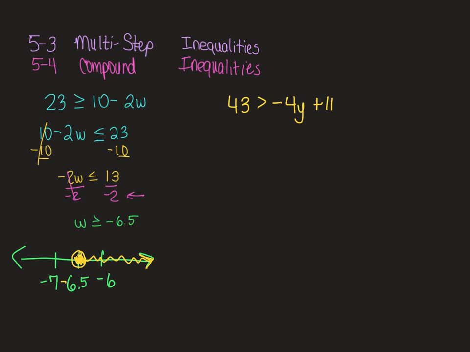All right, this is your question to work out. 43 is greater than negative 4y plus 11. Which choice is the correct answer?